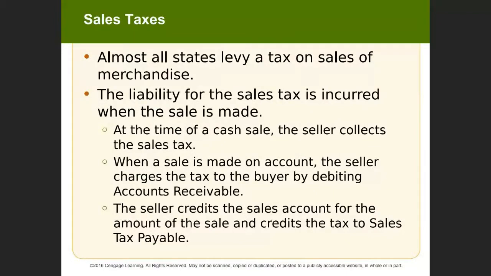Almost all states levy a tax on the sales of merchandise. The liability for the sales tax is incurred when the sale is made. So at the time of a cash sale, the seller collects the sales tax. When a sale is made on account, the seller charges the tax to the buyer by debiting accounts receivable. The seller credits the sales account for the amount of the sale, and they credit the tax to the sales tax payable account.